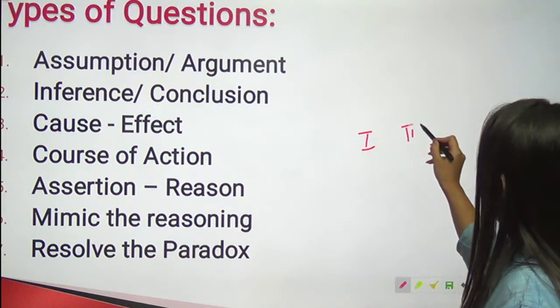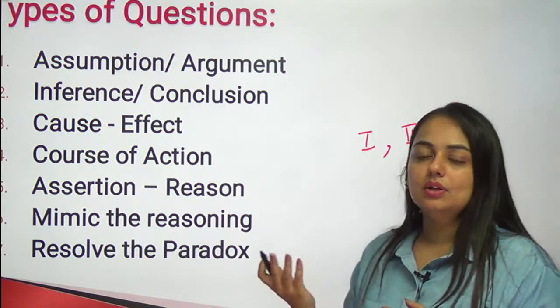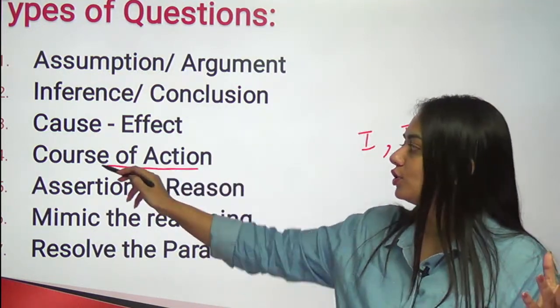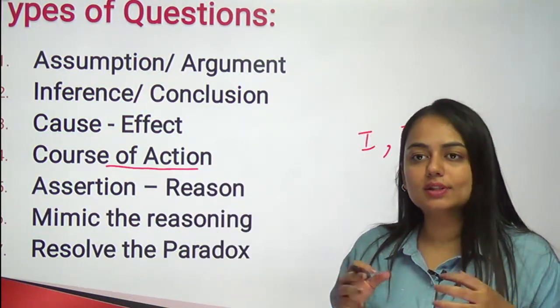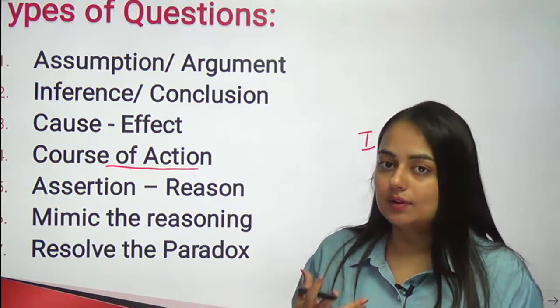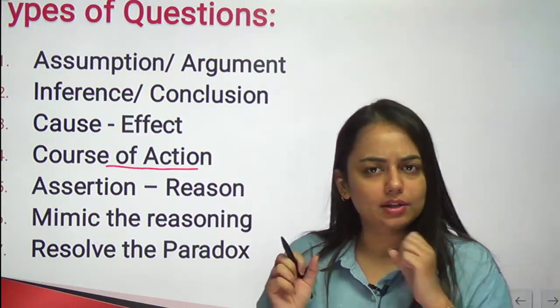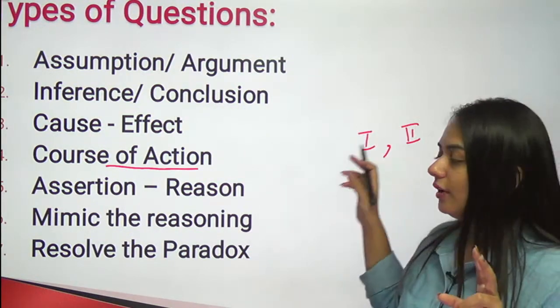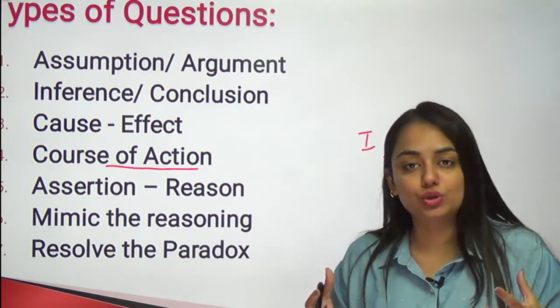Two statements will be given. You simply have to guess which one is the cause and which one will be the effect of that cause. Next is course of action. In course of action, some problem is posed in the given statement. First, you have to identify the problem, and then you have to select one option from the two which you think will be the best solution to this problem.